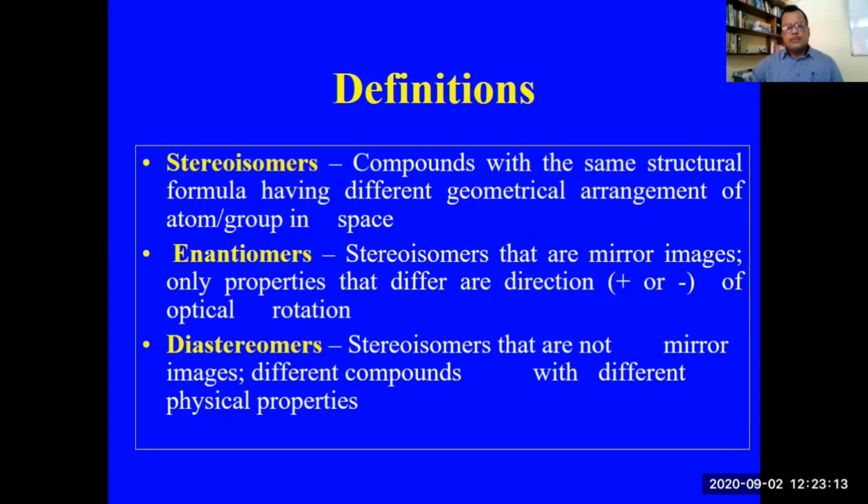Then we have another type of stereoisomer which is called diastereoisomer. These diastereoisomers are stereoisomers, but they are not mirror images. If you look at the molecules of cis-2-butene and trans-2-butene, they are not mirror images. They are stereoisomers, but not mirror images. And such stereoisomers which are not mirror images are called diastereoisomers.